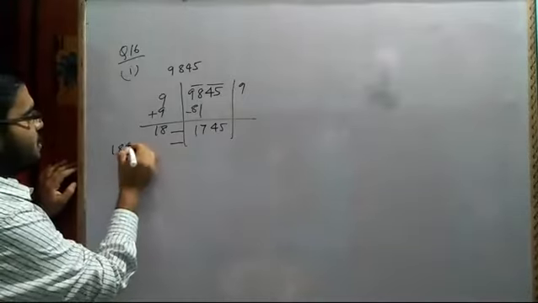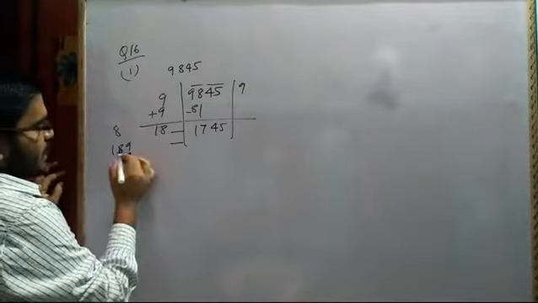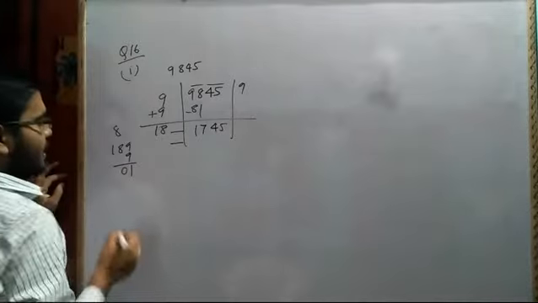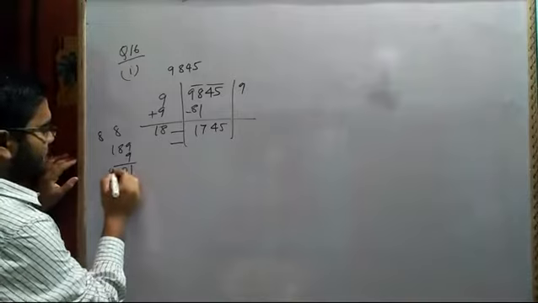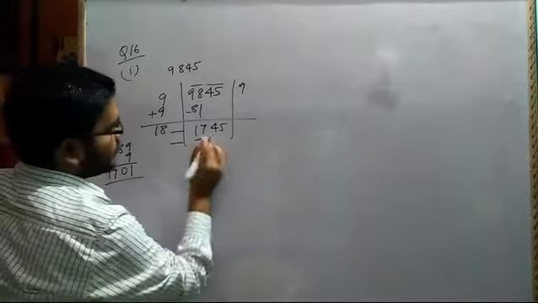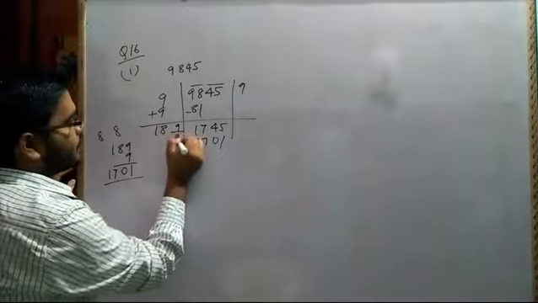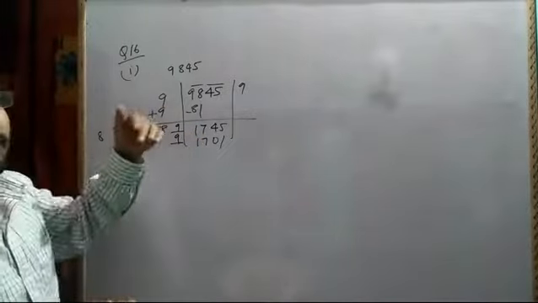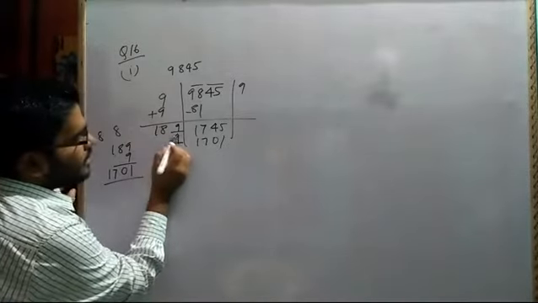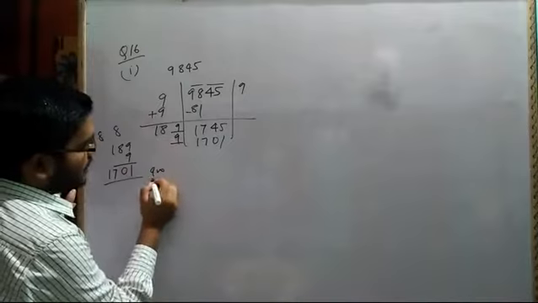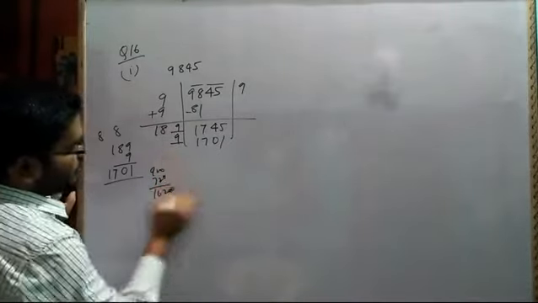Let's try 189 into 9. 9 nines are 81, carry 8. 9 eights are 72 plus 8, 80. 9 ones are 9 plus 8, 17. So 1701. If you put 9 by hit and trial method you have to go through 2, 3, 5, 6, 7, 8, 9. But see here, if it is 9, 900, and 9 eights are 72, so 900 plus 720, that means 1620. The remaining part you can add.